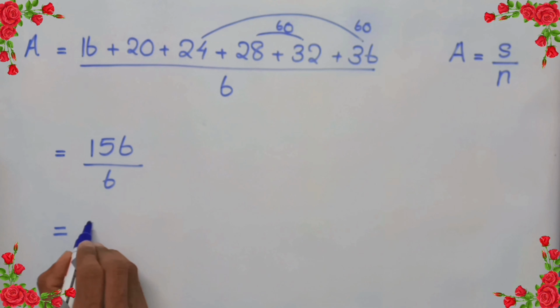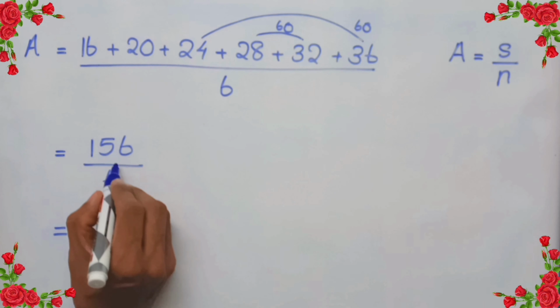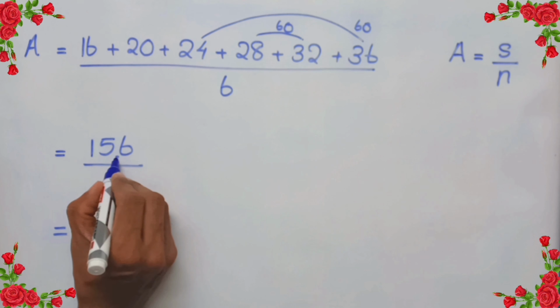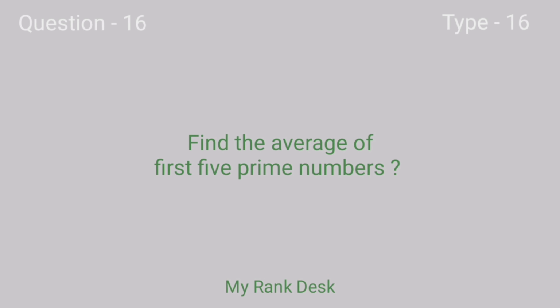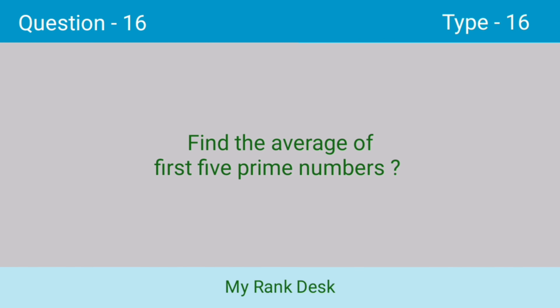Divide sum of the terms 156 by the number of terms 6. 6 into 2 is 12. 15 minus 12 equal to 3. Keep 3 as remainder. Then 6 into 6 is 36. 36 minus 36 equal to 0. Answer 26. Next question. Find the average of first 5 prime numbers.